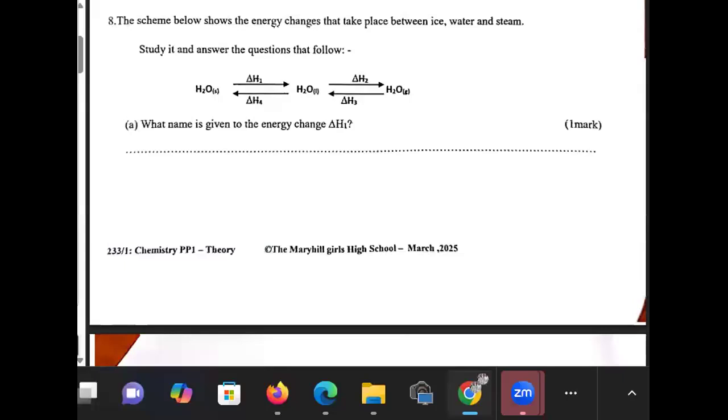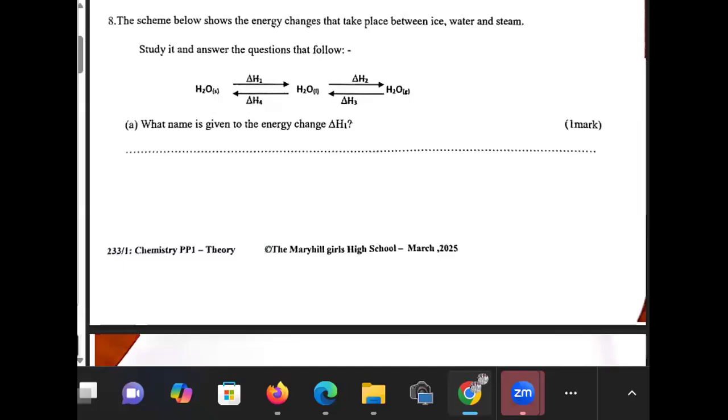Then for the cooling curve, where we start from gas to liquid, that is 3, DH3, heat is being lost because the bonds are being formed. The gaseous particles are coming close together to form a liquid. So that is the exothermic reaction where heat is being lost.